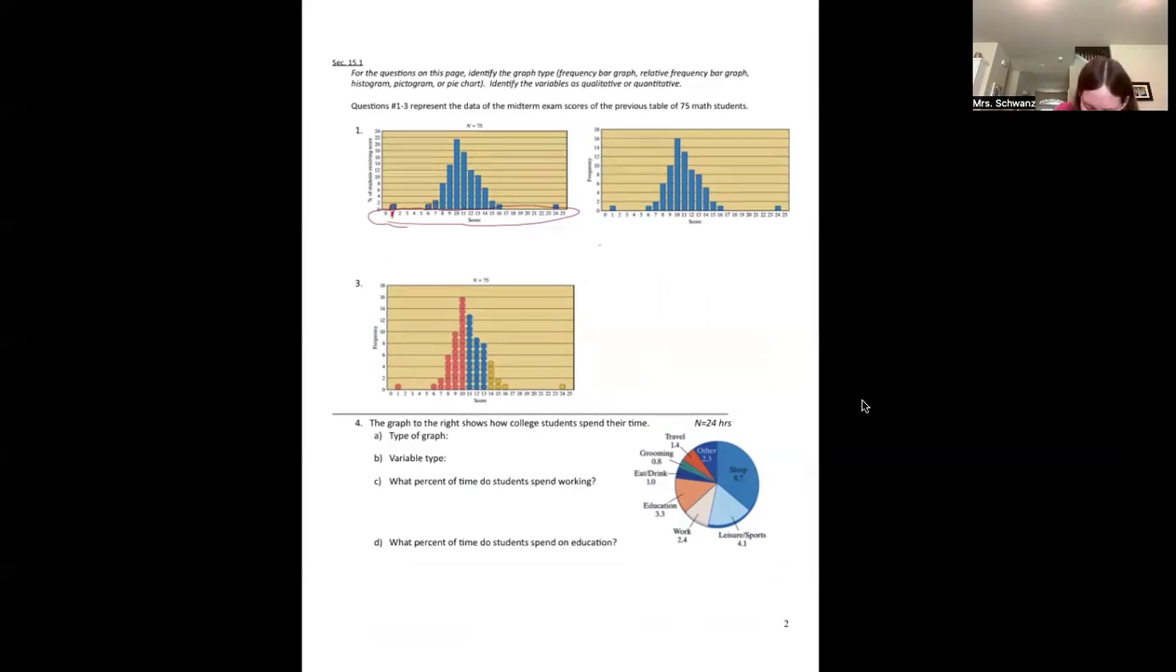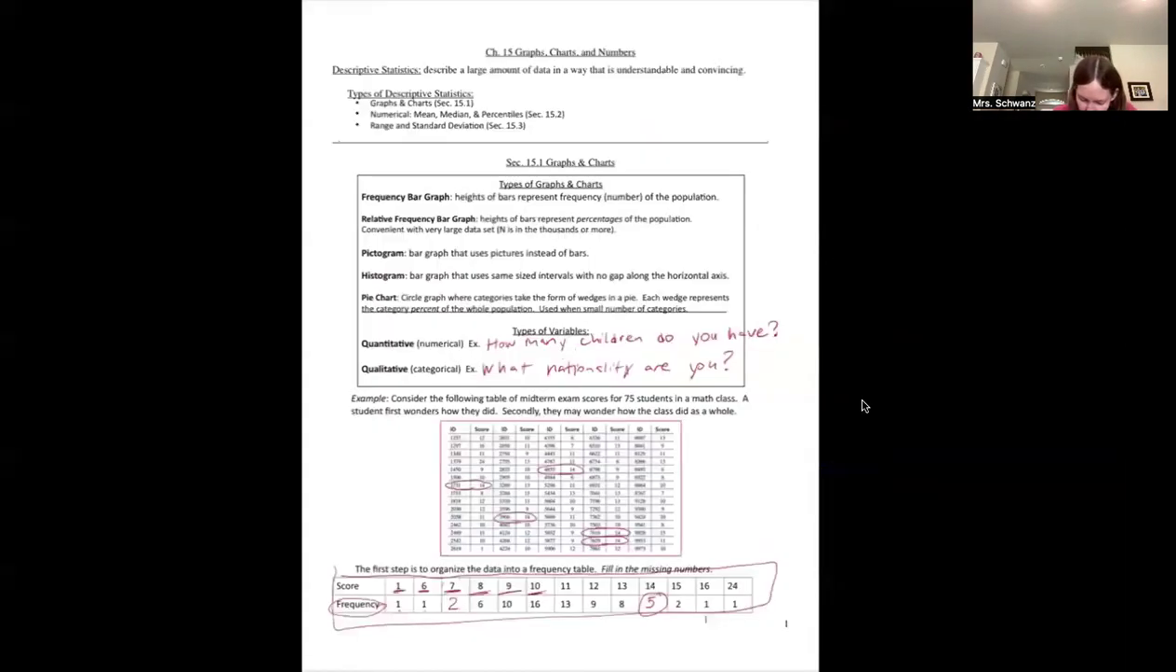I'm sorry, gosh. Let me restate that. Above the score of 1, they made a rectangle with a height of 1. Above the score of 6, they made a rectangle of height 1 as well. And that's because on the previous page, a score of 1 had a frequency of 1, and a score of 6 had a frequency of 1 as well. Okay.